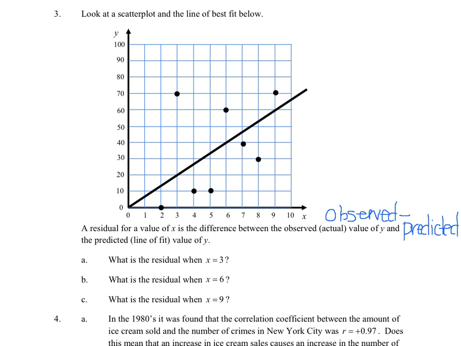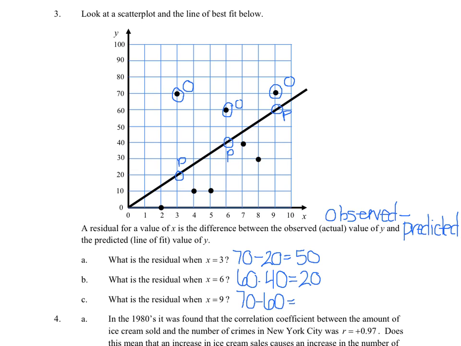So when x is 3, here's our observed, here's our predicted. So our observed is going to be 70 minus our predicted of 20, and 70 minus 20 is 50. What is the residual when x equals 6? Here's our observed, here's our predicted, so we have 60 minus 40, which equals 20. Finally, when x equals 9, here's our observed, here's our predicted, so 70 minus 60 gives us a residual of 10.